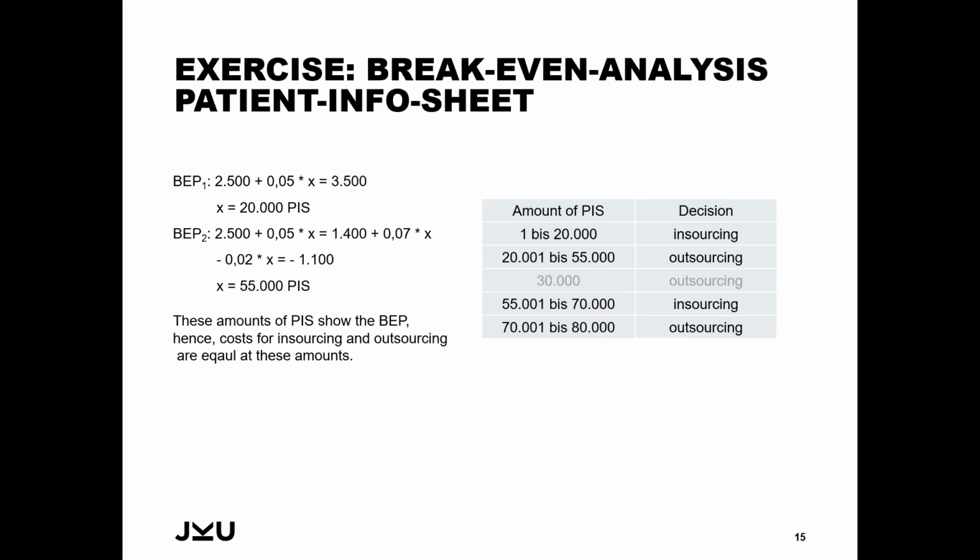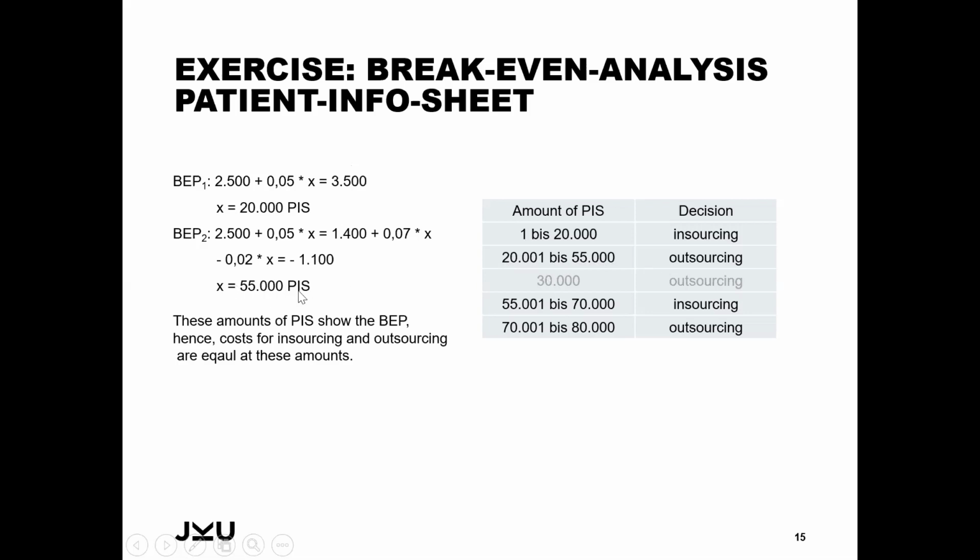Now, in this sense, we have the 55,000 as a break-even point, which means it doesn't matter whether we insource or outsource if we print 55,000 patient information sheets. However, if we print one less, then outsourcing is cheaper. We have already calculated that based on the previous cost function or equalization. 20,001 until 50, well, that's actually incorrect too, until 54,999, it is cheaper to outsource it.